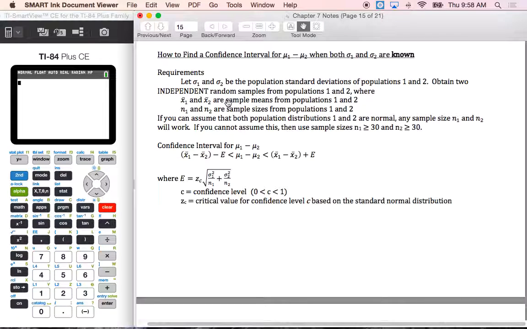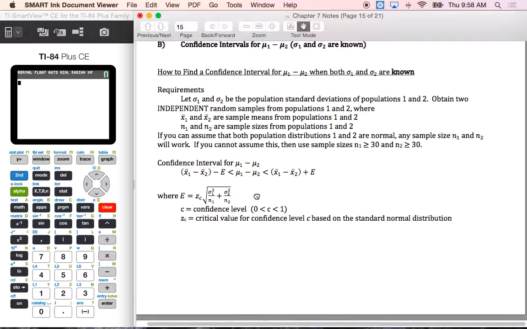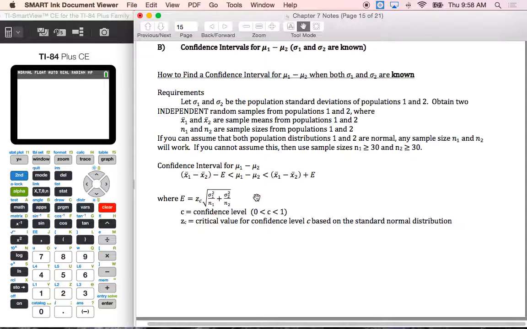Now, as we go through these, we need to have two independent, so two different groups. Our first one here is going to be when we know our sigma. Remember, if you know sigma, that means we have to use our z table. So you're using the pretty little table on the z table that we have with all the confidence interval percents.